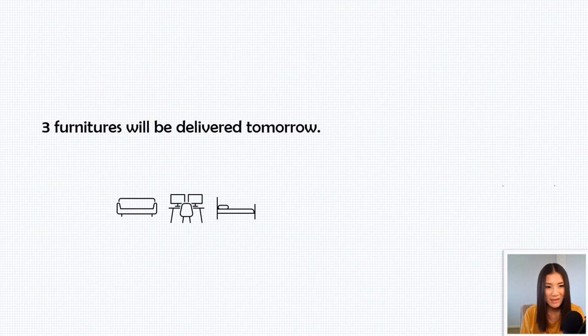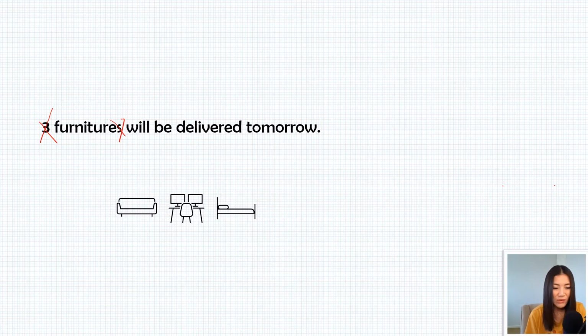Let's read this sentence together. 3 furnitures will be delivered tomorrow. So this sentence is wrong. I cannot say 3 furnitures because furniture is a non-count noun. I can't have this S here, and also I cannot have a number right in front of a non-count noun. So I can say furniture will be delivered tomorrow, but I want to use the number 3 because I want to let you know that 3 furnitures will be delivered tomorrow.